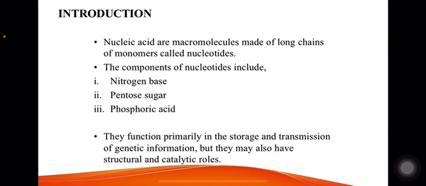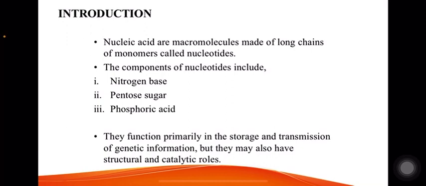So, nucleic acids are one of the vital macromolecules in living systems. These are polymers made of monomeric units called nucleotides. It was first discovered by Friedrich Miescher, isolated from nuclei of white blood cells. It was initially named nuclein as it was isolated from nuclei.